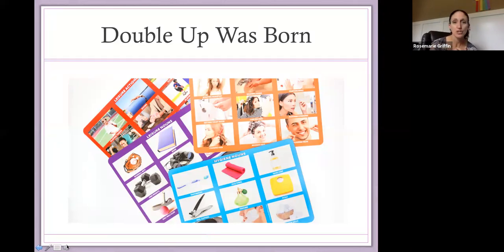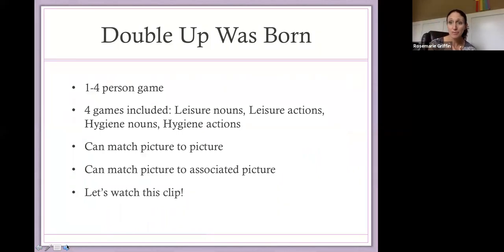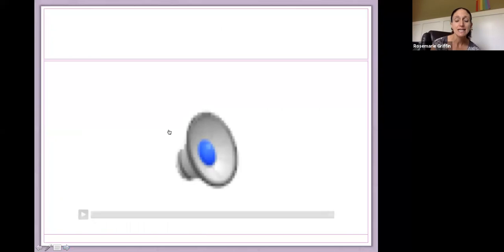And so you can play it, and I'm going to show you the pictures. You can play it with 1 person or 4 people. There's 4 games included. Every single color of the boards is a different game. Okay, you can match picture to picture, you can match basketball to basketball, you can match person playing basketball to a person playing basketball, or you can match picture to associated picture. So if you have students who are higher level learners, you can match that basketball to a picture of a person playing basketball. So you can make it what you want, which is really flexible and I think so perfect for those of us who are working with multiple students in a clinical setting. So let's watch this clip. It gives you a good idea of how this game is played.